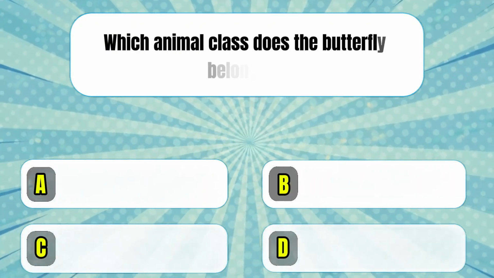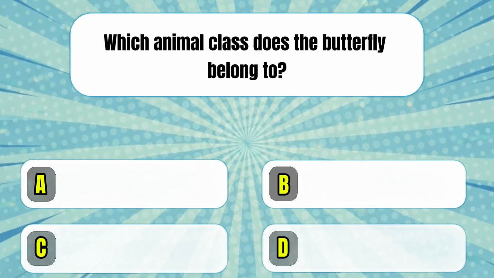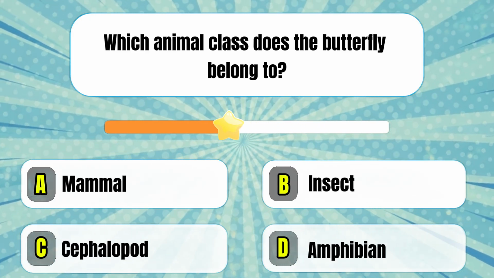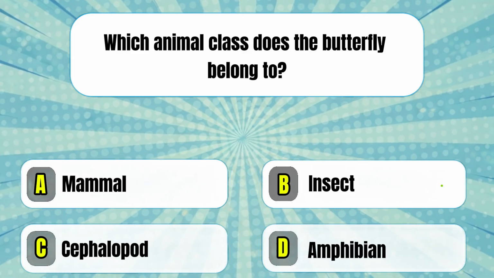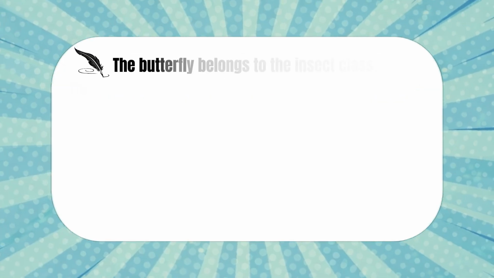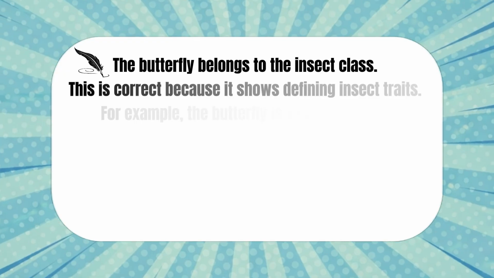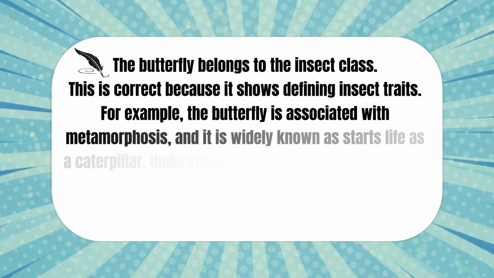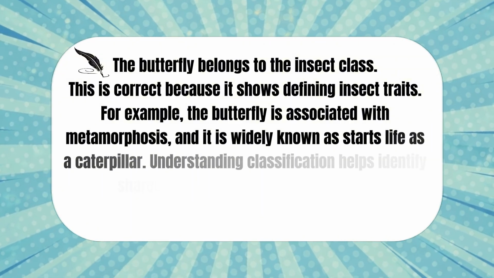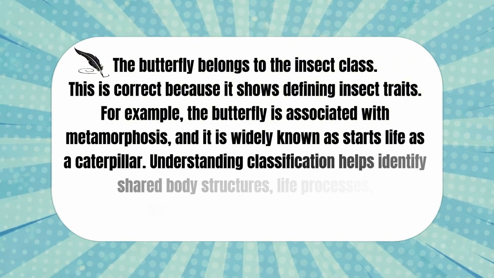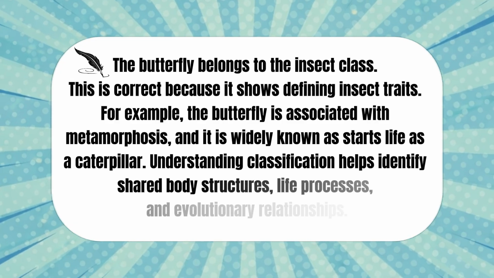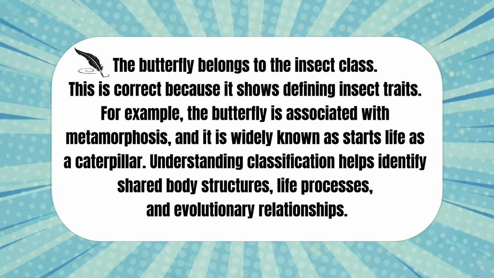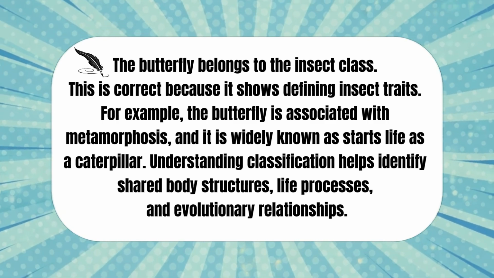Which animal class does the butterfly belong to? The butterfly belongs to the insect class. This is correct because it shows defining insect traits. For example, the butterfly is associated with metamorphosis, and it is widely known as starting life as a caterpillar. Understanding classification helps identify shared body structures, life processes, and evolutionary relationships.